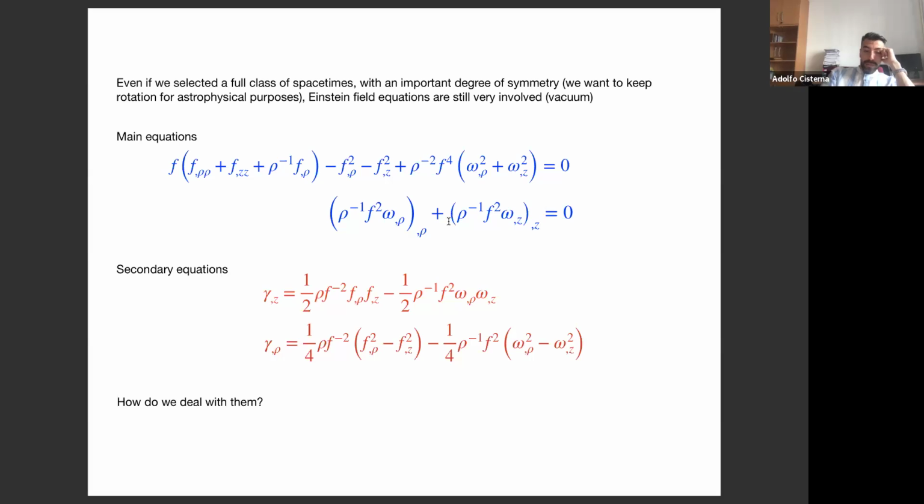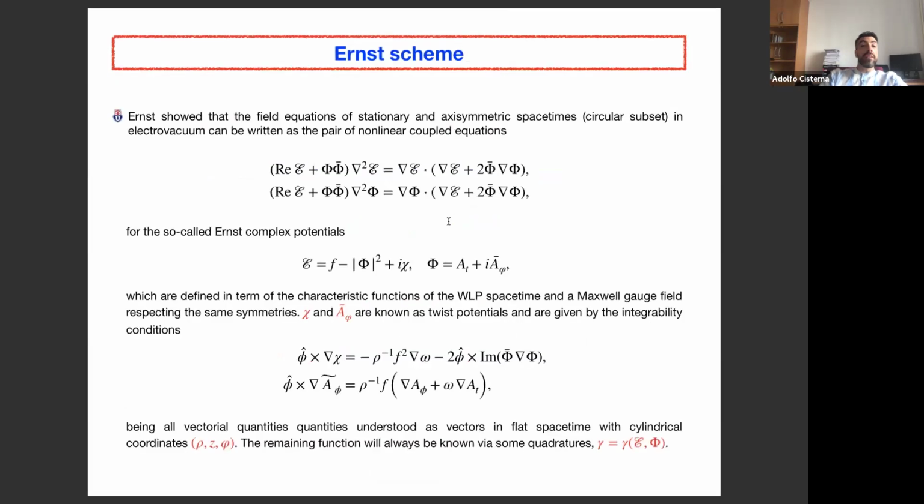But in general, to deal with them is difficult, and there is a very nice scheme that allows you to simplify a lot of the computations to find new solutions, and that at the same time provides you with a set of symmetries that, looking at the equations in this fashion, you don't see, that are somehow hidden, but that are disclosed when you move to this formalism, which is called the Ernst formalism. Well, not new, but this other way of writing the Einstein-Maxwell equations, because the Ernst formalism is actually from the 60s or 70s. So let me introduce you to what the Ernst scheme is.